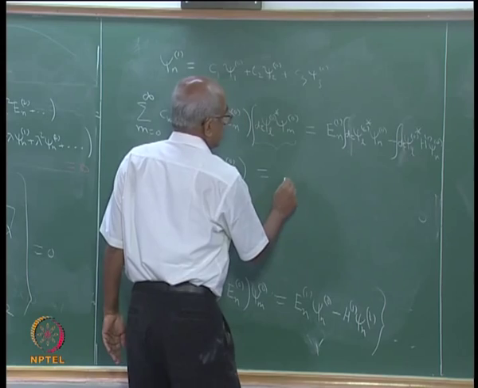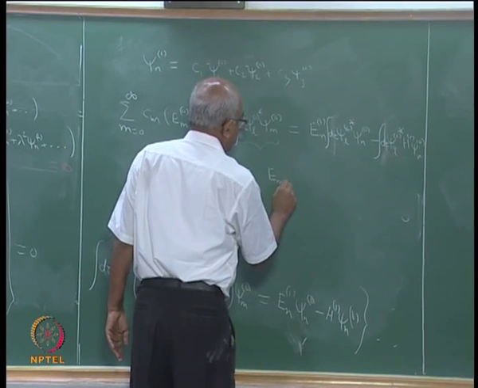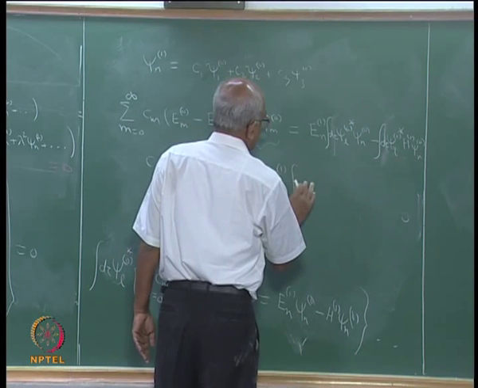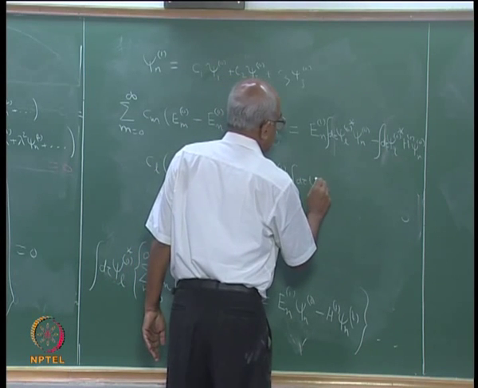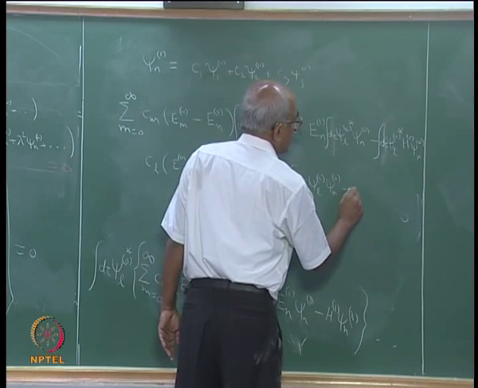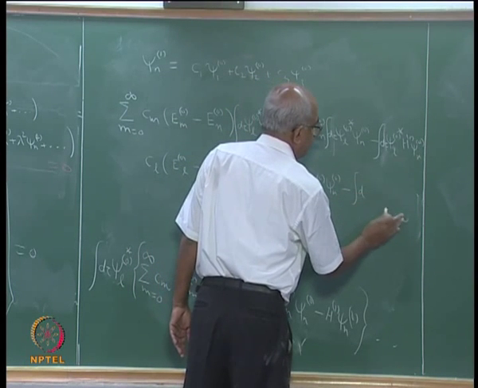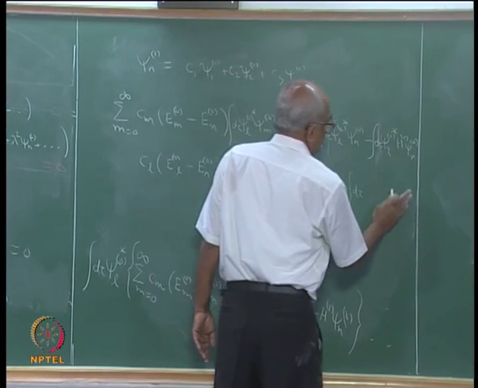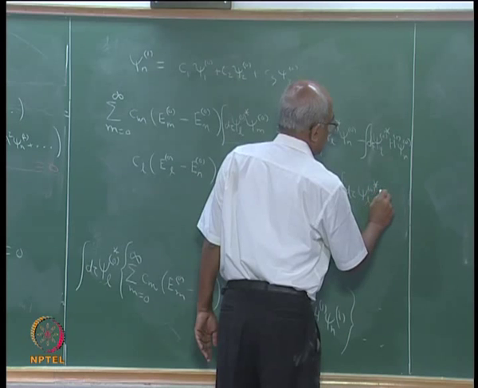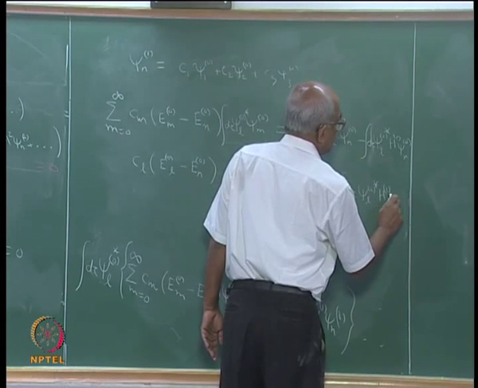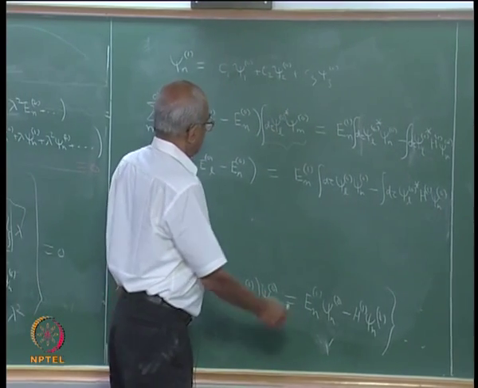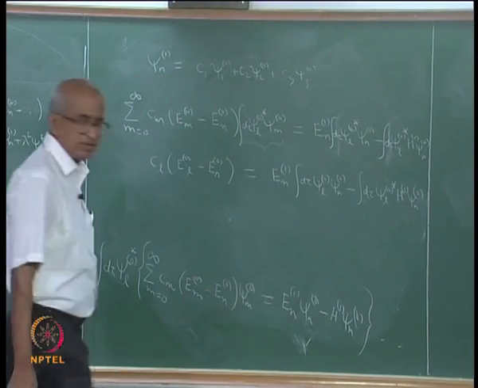And what about the right hand side? You will have En1 integral d2 psi L0 psi N0 minus integral d2 psi L0 star H1 psi N0. This is what you get, correct.